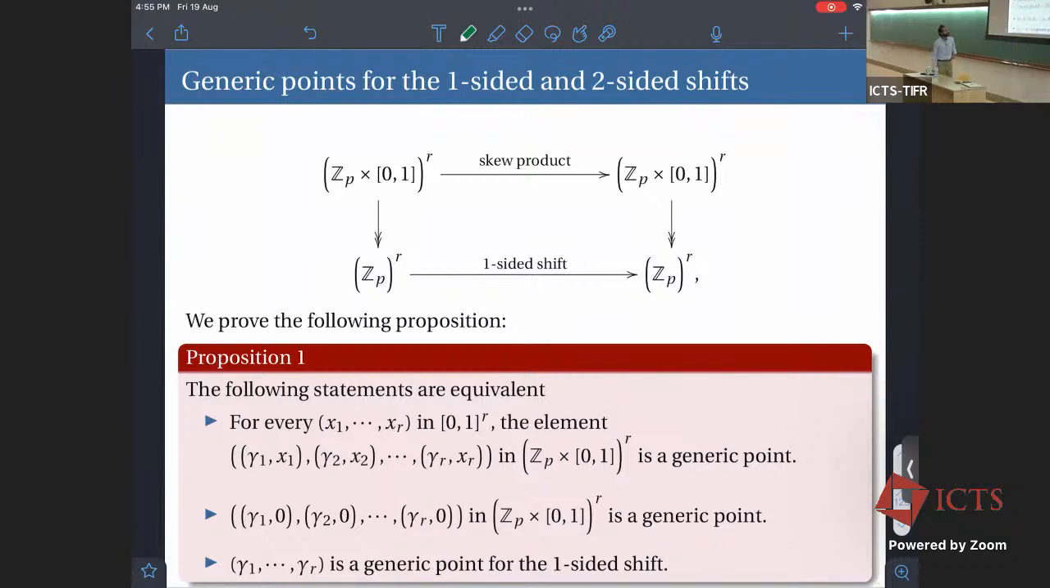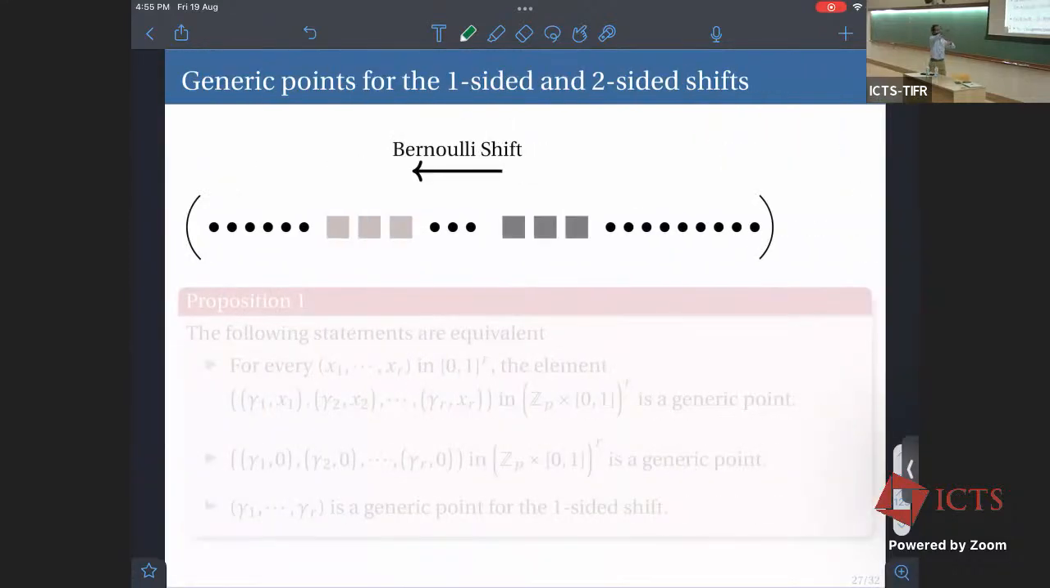Okay. And then this ZP part out here, gamma 1, gamma 2, dot dot dot, gamma r, I can project it down and get a map on this one-sided shift. And so these two statements are just equivalent to saying that this R-tuple is a generic point for the one-sided shift. And all this works because it's just a one-sided shift. It's this left shift. Combinatorially, it might be easy to visualize this.